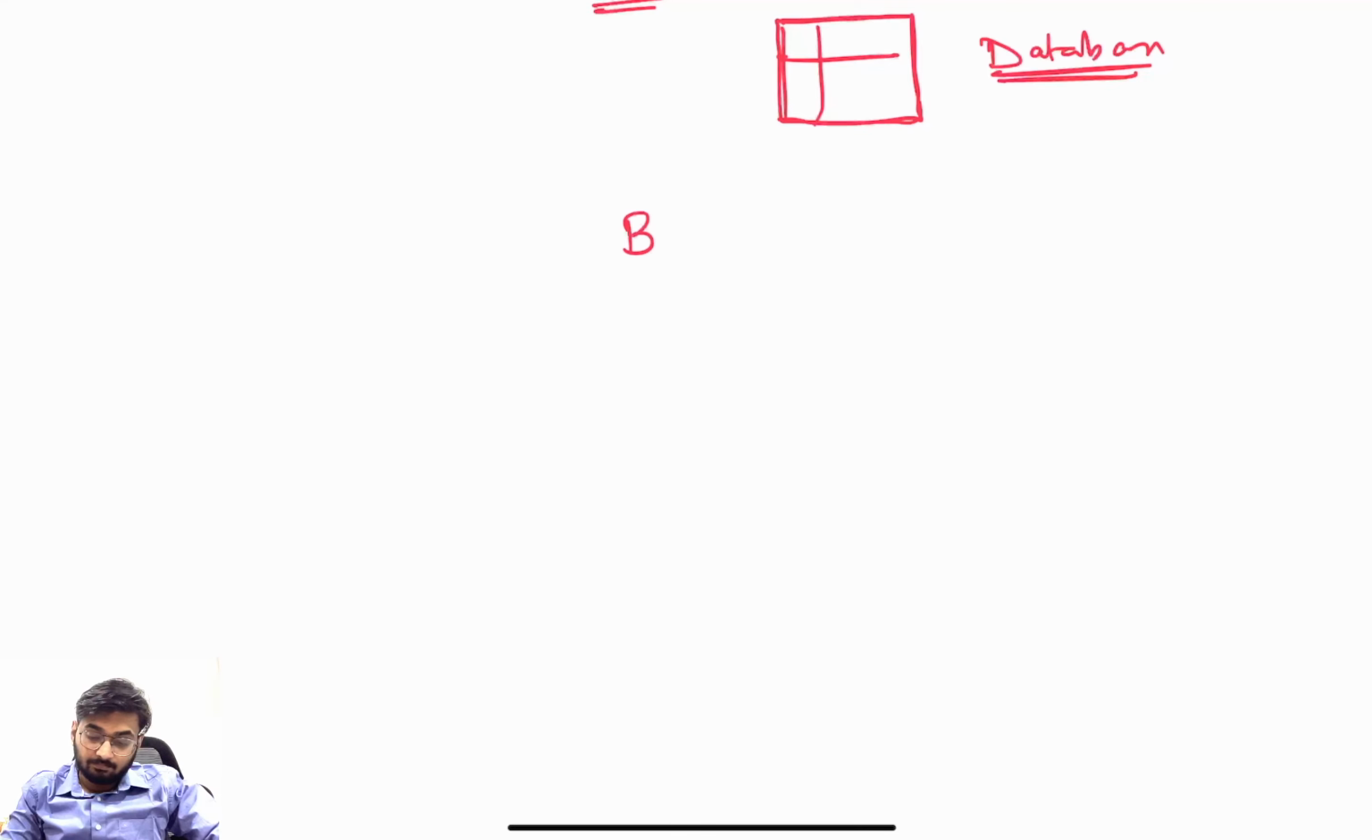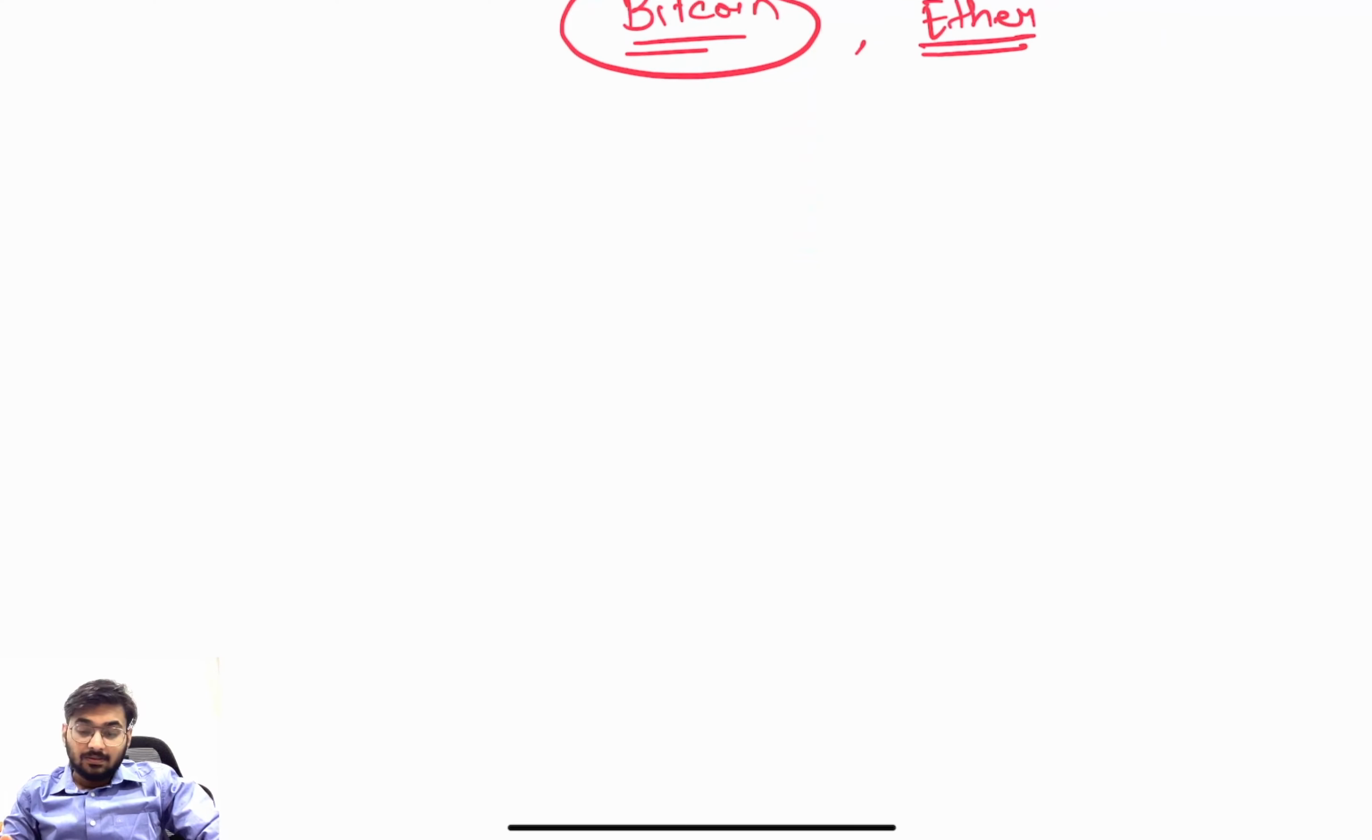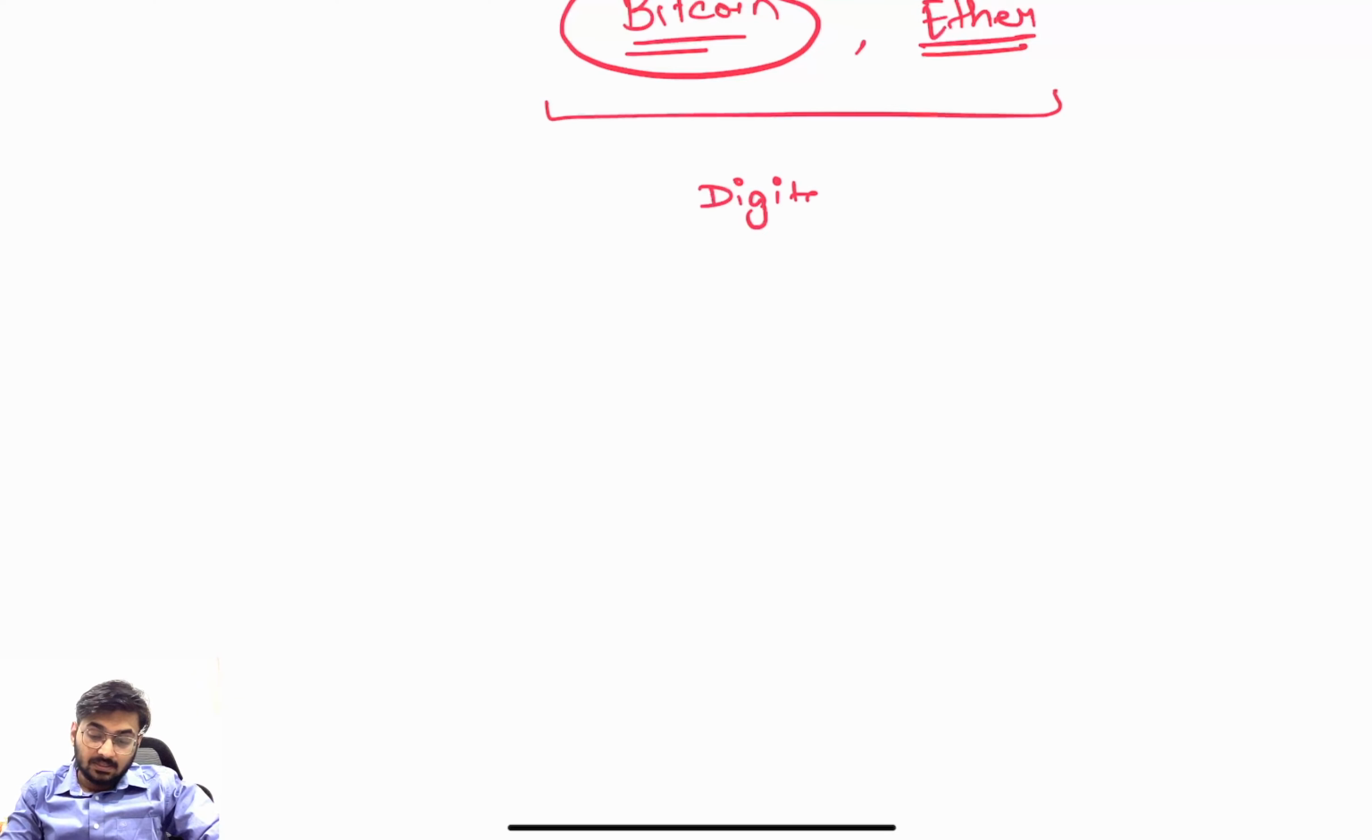Clear? Now when it comes to cryptocurrency, what comes first to mind? Bitcoin. This is something which comes upfront in your mind. And one more name, Ether. This is the second name which comes to our mind as soon as we hear cryptocurrencies. Clear? Now these cryptocurrencies are basically digital currencies. Clear? They are digital currencies.